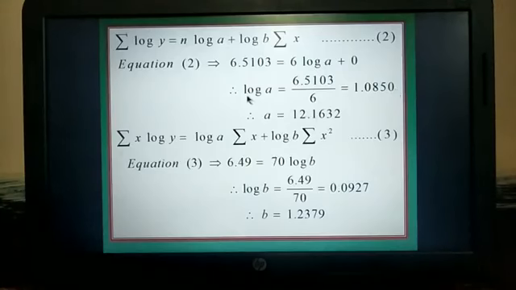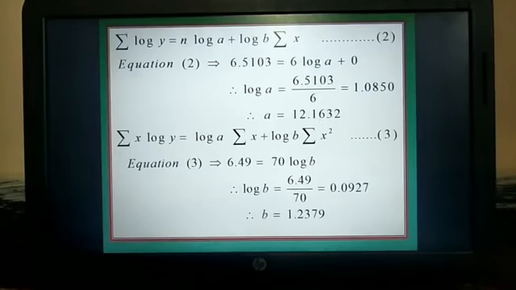Once log A is equal to 1.0850, A can be calculated as the anti-logarithm of this particular value. This also is a known fact to you. So the anti-log of 1.0850 will be 12.1632. That can be termed as A. We have got the log A value as 1.0850. Further, we calculated A also as 12.1632.